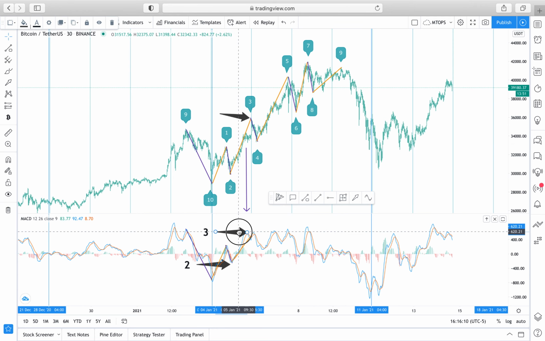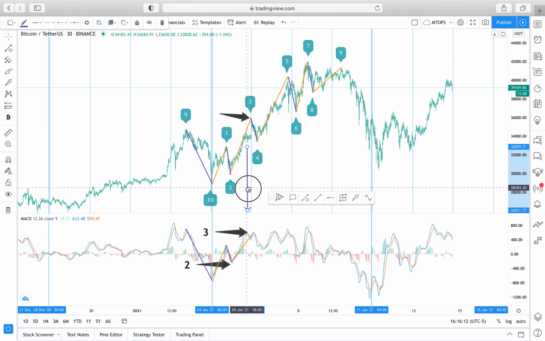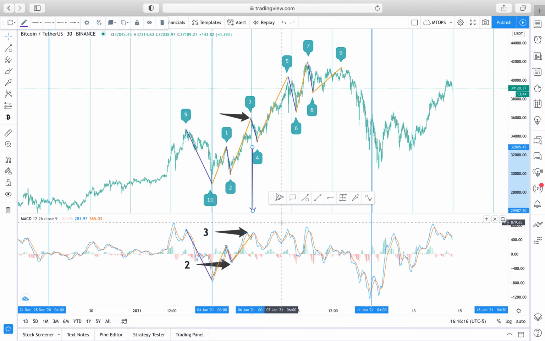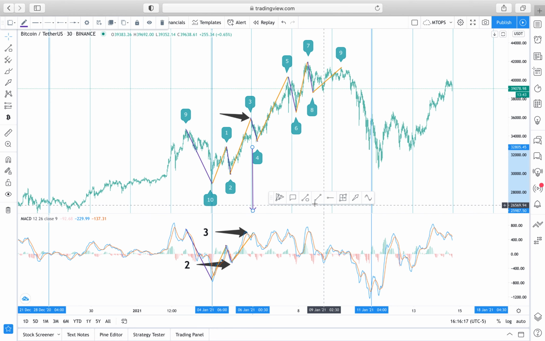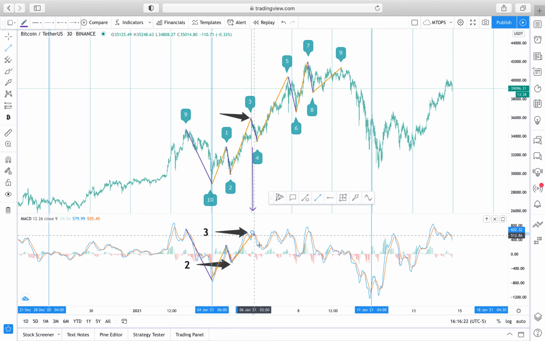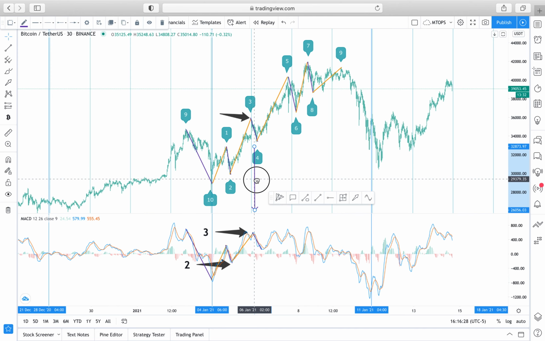So 3 is there. See how it lines up. And then on to 4. Once again, 4 is not absolutely perfect.